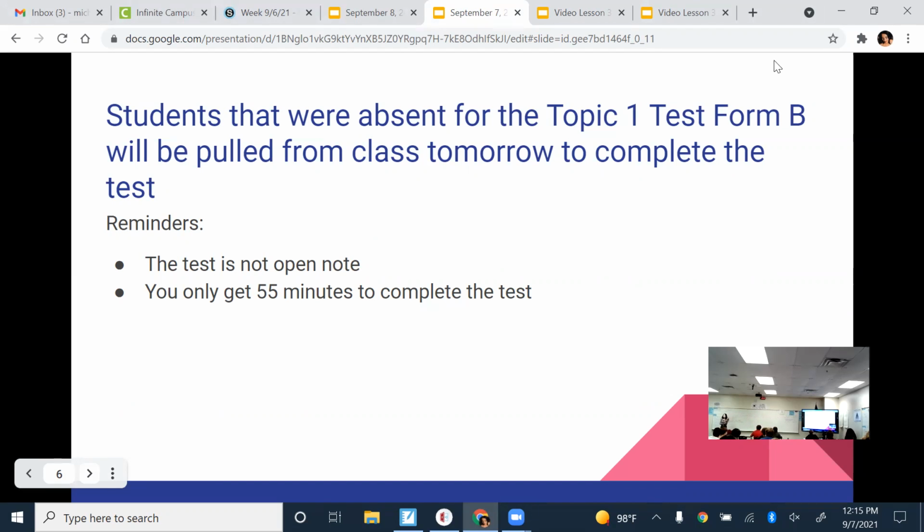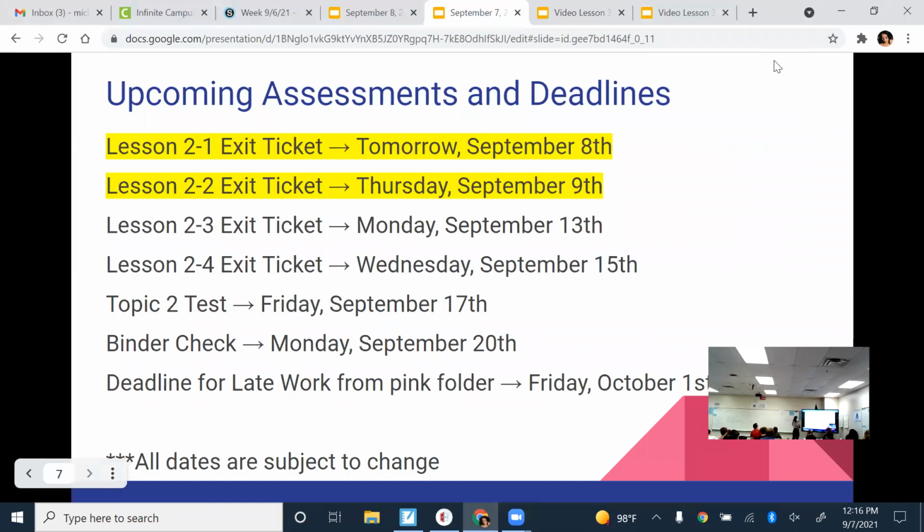If you were absent on Friday, just FYI, I will be pulling you tomorrow from class lecture to take your test. So that's your fair warning. Tomorrow you are taking your test if you were absent Friday. Reminder that it is not an open note test and you have 55 minutes to complete it, so just one class period. I'm hoping that for everyone I'll have it graded by this Friday, but I have like 180 to grade. So be patient.